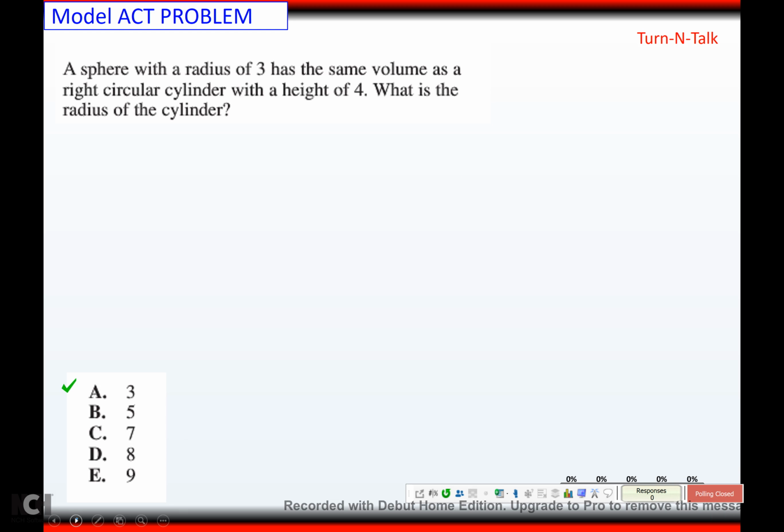And hopefully you got 3. So it says a sphere with a radius of 3 has the same volume as a right circular cylinder with a height of 4. What is the radius of the cylinder? So I need 2 formulas. I need my volume of sphere, which is 4/3 pi r cubed, and the volume of a cylinder, which is pi r squared h. Okay?